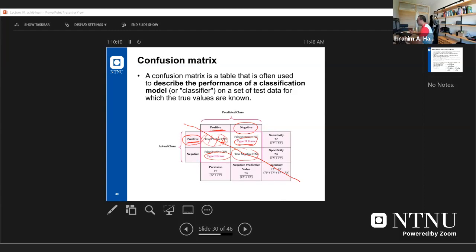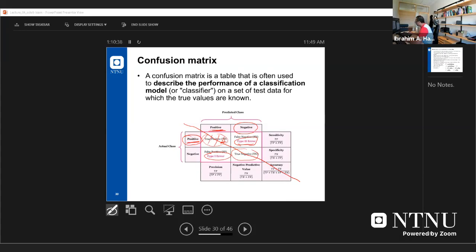And we build a classifier using some features to make those predictions. The number of positive cases which are classified as positive, we call true positive. The number of negative cases which have been correctly classified as negative, we call true negative. Some of those positive cases will be misclassified as negative. In this case, we call it false negative.